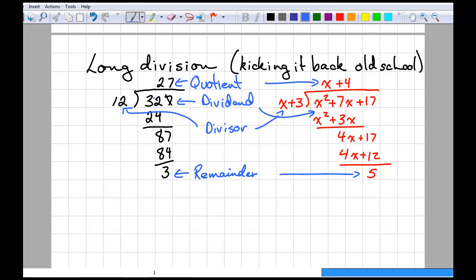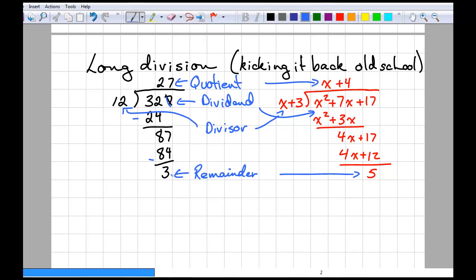goes into 32. That's twice. 2 times 12 gives us 24. We subtract those numbers, so 32 minus 24 is 8, and then we carry down the 7 to get 87. Now we ask, how many times does 12 go into 87? Well, you might have to play around with that a little bit, but it's 7 times. 7 times 12 is 84. 87 minus 84 is 3. And then 12 can no longer go into 3. So that's our remainder. There's nothing to carry down here. So we're left with a remainder of 3.